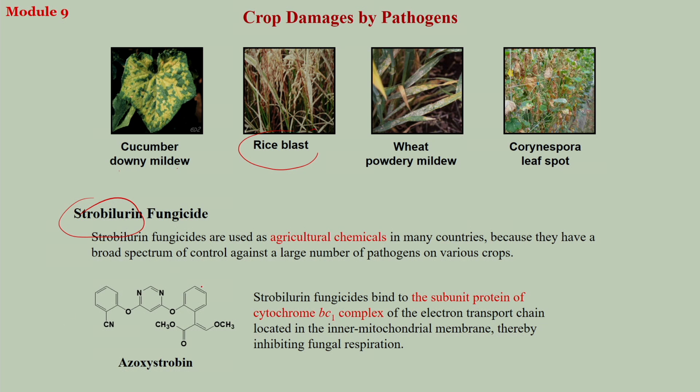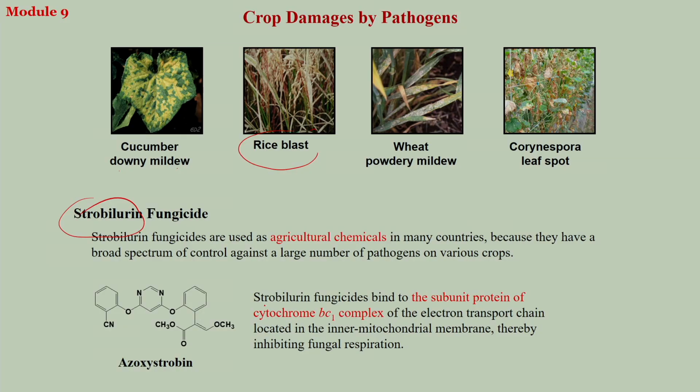This is the structure of a variation of strobilurin, azoxystrobin. How does it work? It is a fungicide used as an agricultural chemical in many countries because it has a broad spectrum of control against a large number of pathogens on various crops. So this is a widely used fungicide that can kill a lot of pathogens and fungal attacks on crops. How does it work? It binds to the subunit protein of the cytochrome bc1 complex.